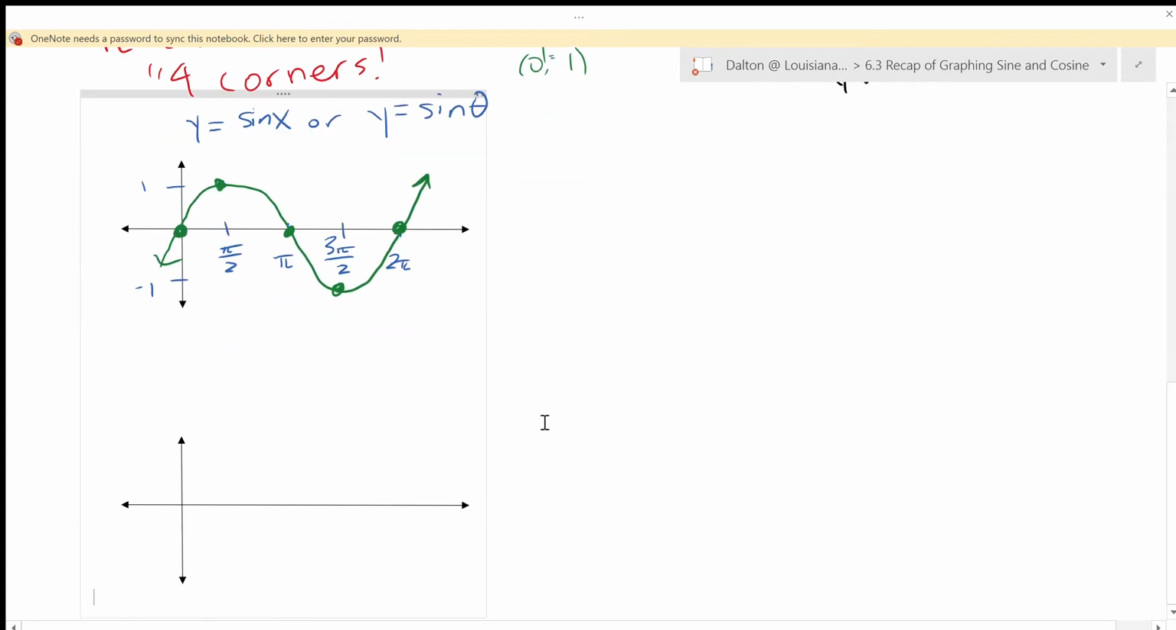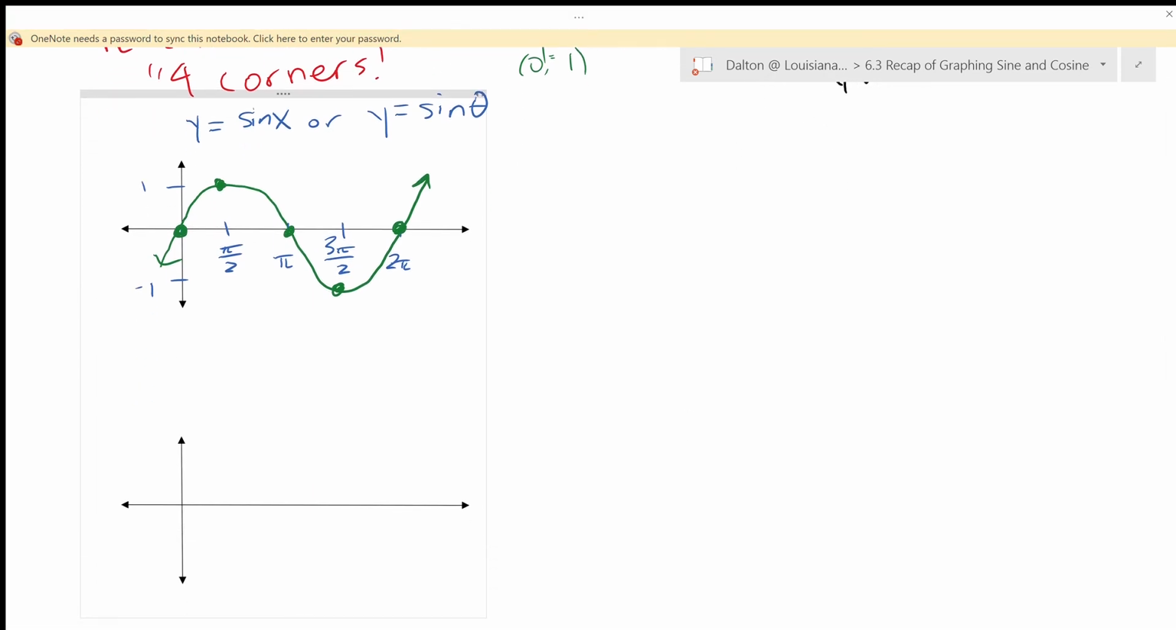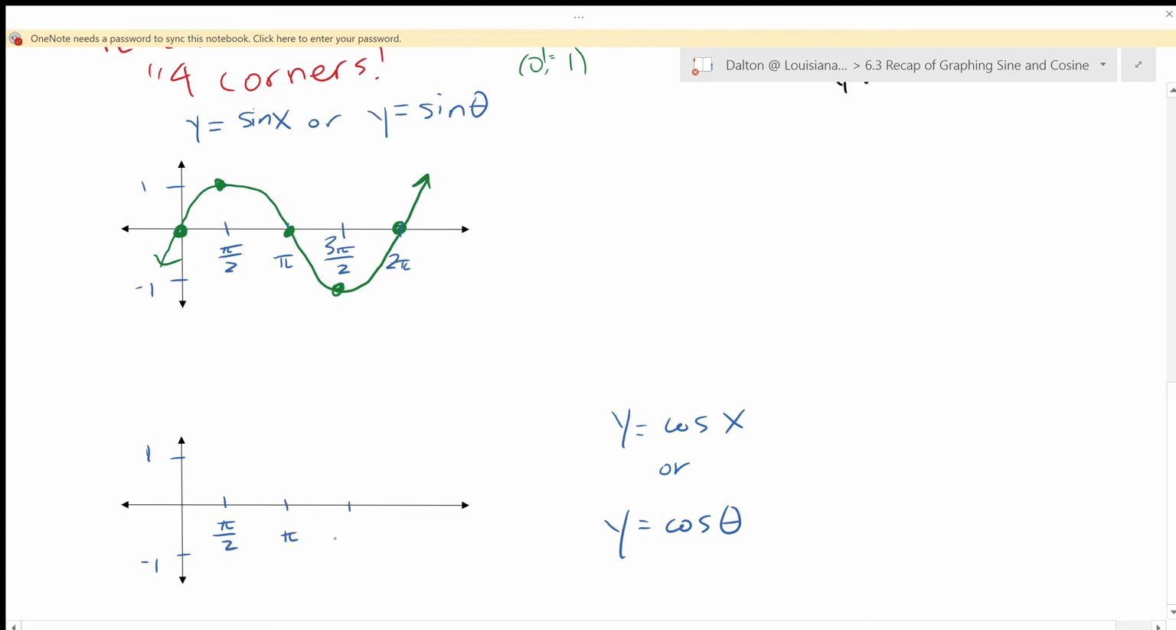The cosine function, we're going to do the same idea, only worrying about those four corners. So if we have y equals cosine of x, or again, you might see it written as y is equal to the cosine of theta, our min and our max values on the y-axis are -1 and 1. And on the x-axis, did I just say x-axis twice? Maybe. Our four corners: pi over 2, pi, 3 pi over 2, and 2 pi.